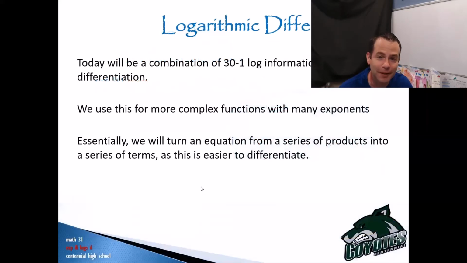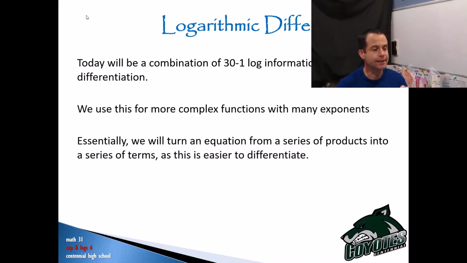Okay, so here's the premise of what we're doing. We're going to combine our knowledge of 30-1 log laws with our knowledge of implicit differentiation, and then use that to differentiate more complex functions that have a bunch of exponents. Essentially, we will turn an equation from a series of products into a series of terms, because a series of terms is much easier to differentiate. Let me put it this way. If I had x squared plus 5x to the 4, you can differentiate that pretty easily, because you can go term by term and figure out the derivative.